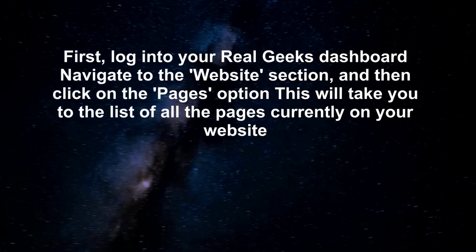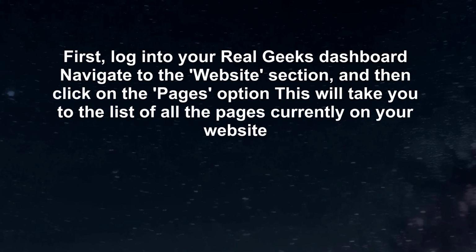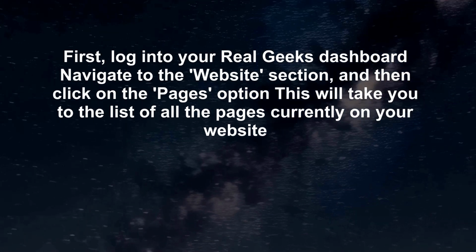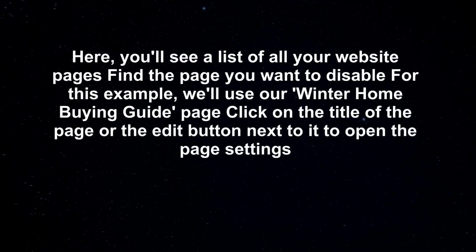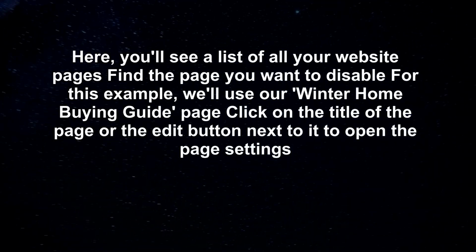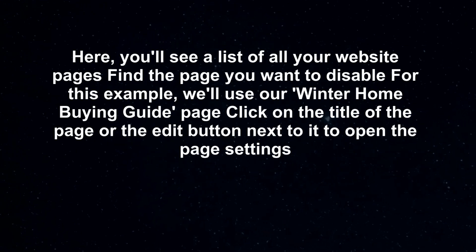First, log into your Real Geeks dashboard, navigate to the website section, and then click on the Pages option. This will take you to the list of all the pages currently on your website. Here, you'll see a list of all your website pages. Find the page you want to disable. For this example, we'll use our Winter Home Buying Guide page.